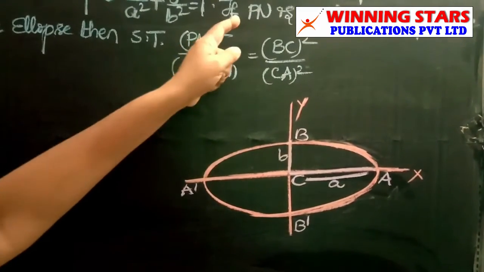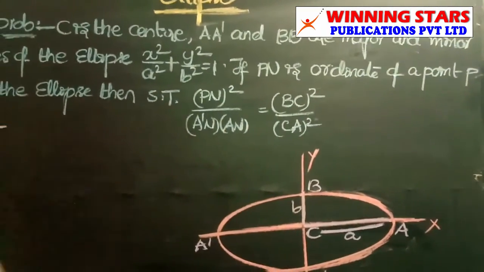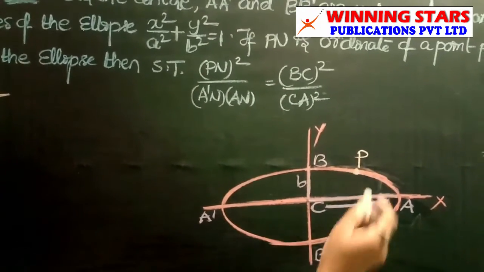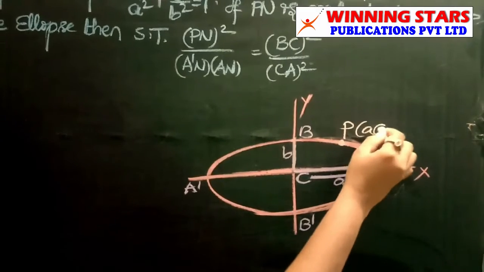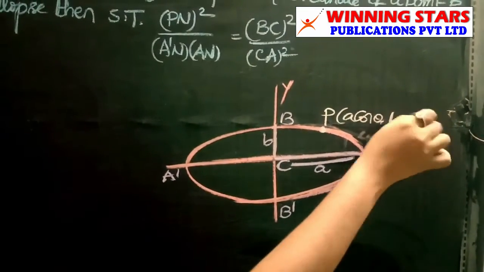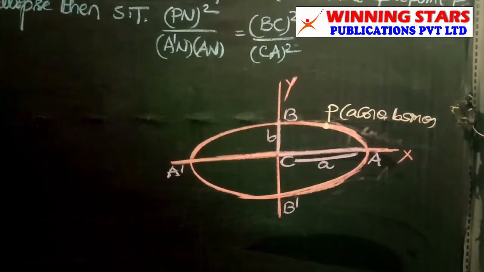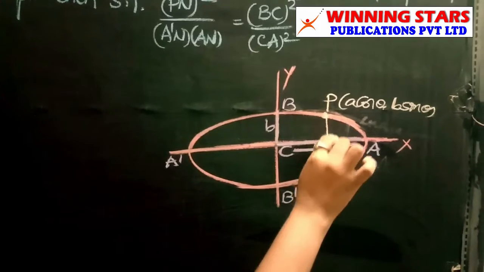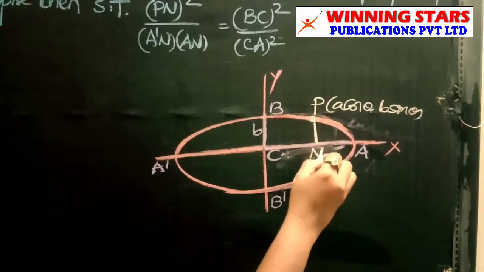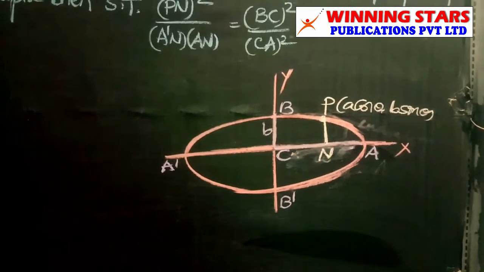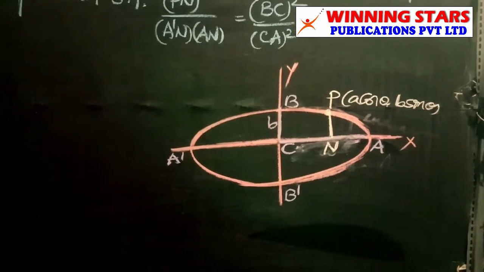Now, also given that PN is the ordinate of a point on the ellipse. So first we take the point P on the ellipse, and the coordinates of P are taken as a cos theta comma b sin theta. Any point on the ellipse is taken in the form of a cos theta comma b sin theta. PN is the ordinate, meaning we are drawing one perpendicular from P to the major axis. This is the perpendicular. Here PN is the perpendicular drawn from P to the major axis. Given that PN is the ordinate, the y coordinate.